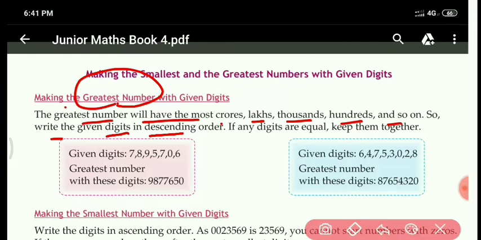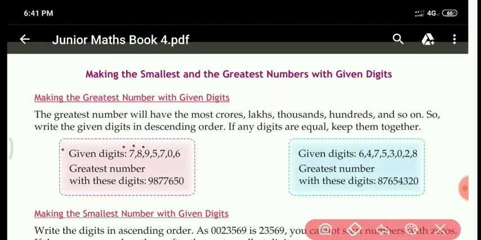And descending order means what? Bigger to smaller number. Okay. If any digits are equal, then keep them together. Okay. One example is given here. Given digits 7895706. Here you can see, when we are making the greatest number, what will the descending order be here? So which is the greatest digit in this? You can see 9 is the greatest. So firstly write here 9.